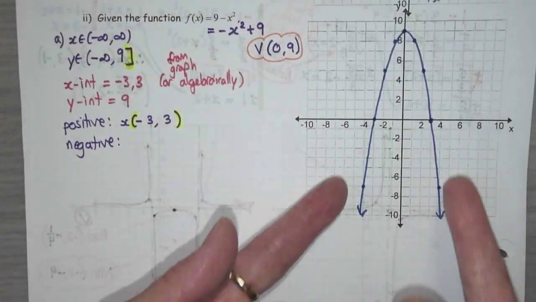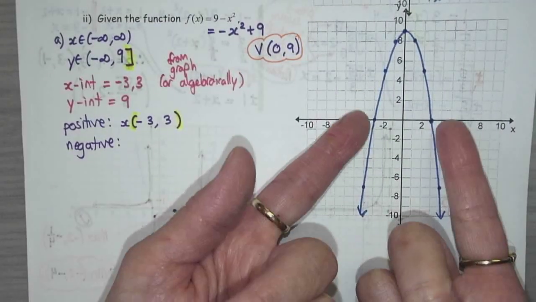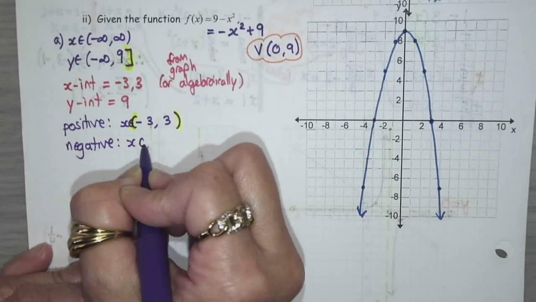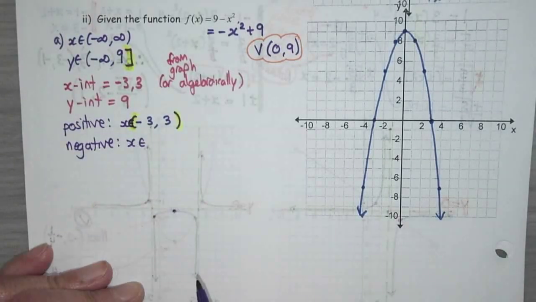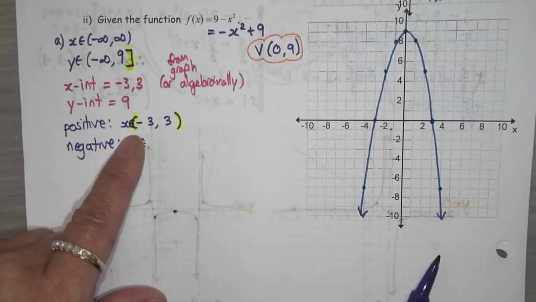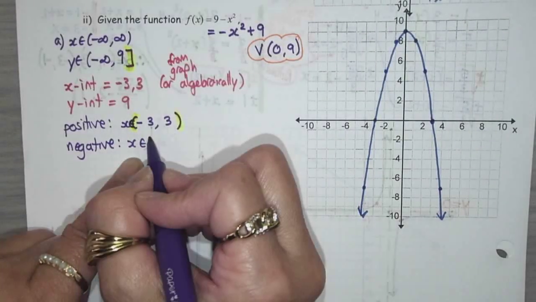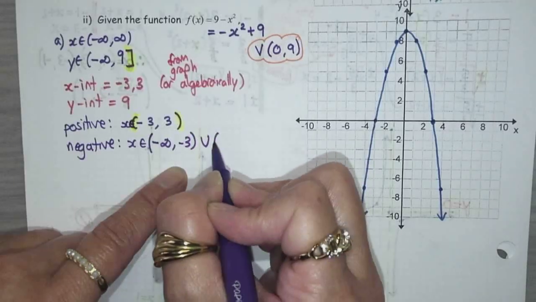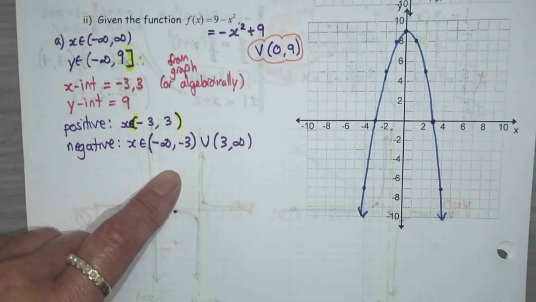Negative y values: the y values are negative here and here, so x is an element of negative infinity to -3, or from 3 to infinity.